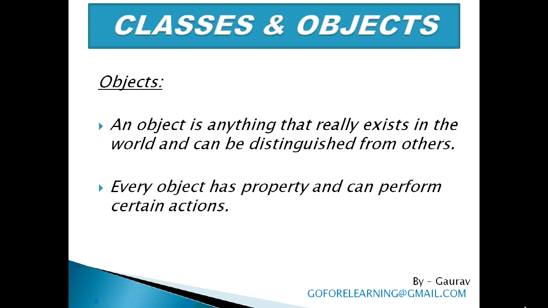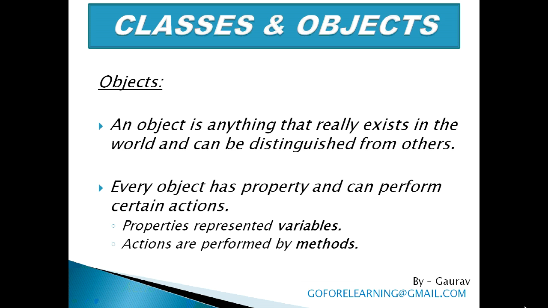Every object has properties and can perform certain actions. For example, Michael has properties like name, age, sex, etc. These properties can be represented by variables in our programming. Similarly, Michael can perform some actions like talking, walking, eating, and sleeping. These actions are performed by methods. So, an object contains variables and methods.